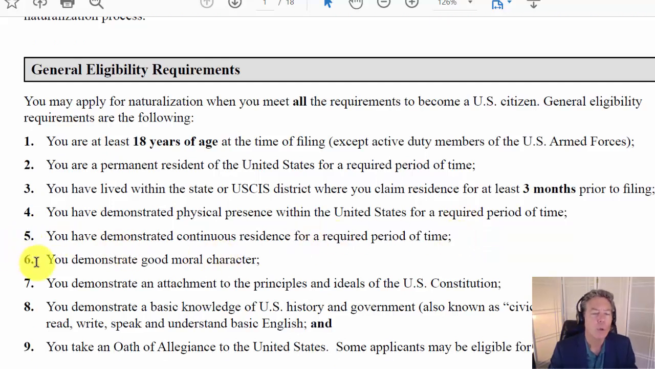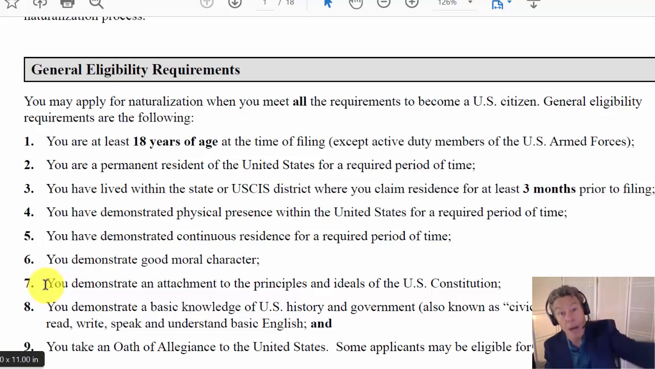You demonstrate good moral character. We've been talking about good moral character all through this. So that is very clear. And they're saying you demonstrate. You got to prove you have good moral character. That's something you need to show up with. So if there's something bad, you got to come up with some serious evidence to outweigh that.